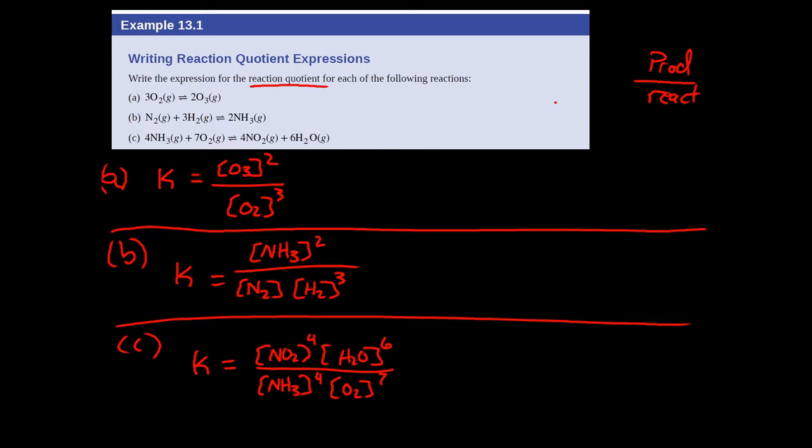Very, very straightforward. Like I said, we will see a few exceptions where there is some stuff we don't include in the equilibrium constant, but most of the time it is just going to be take everything from the balanced chemical equation, products over reactants with the coefficients as exponents. So let's look at another example here.